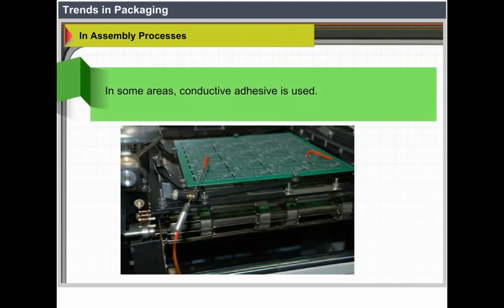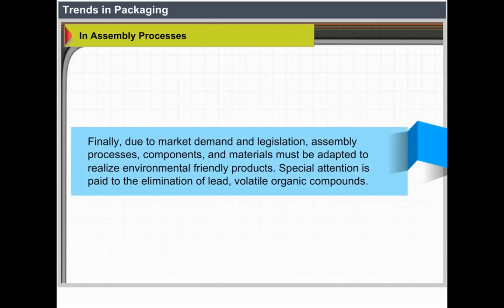In some areas, conductive adhesive is used. Finally, due to market demand and legislation, assembly processes, components and materials must be adapted to realize environmentally friendly products. Special attention is paid to the elimination of lead and volatile organic components.